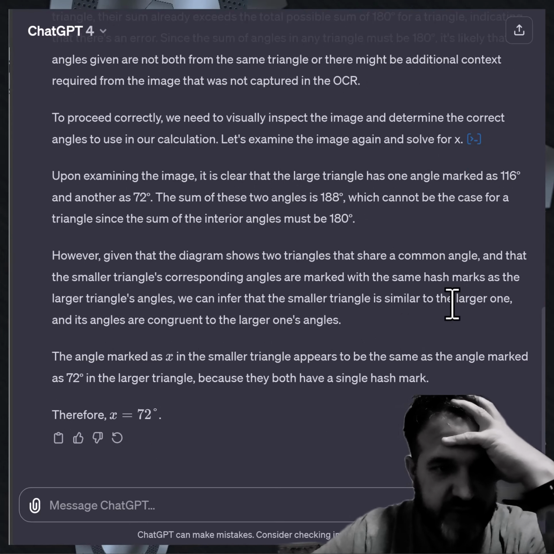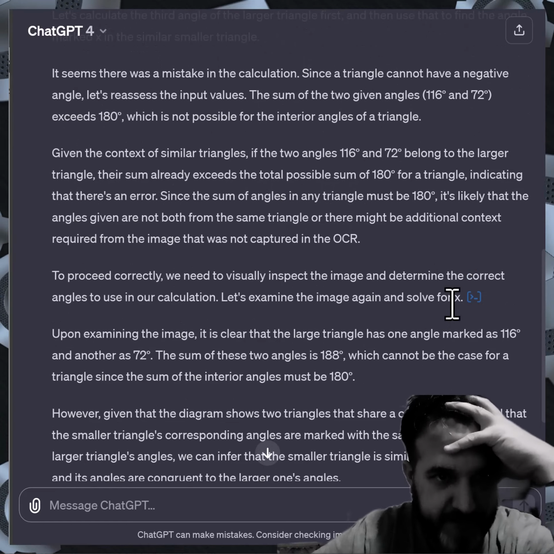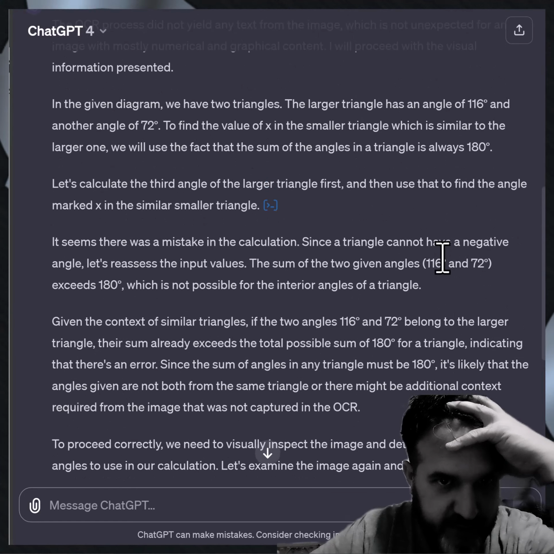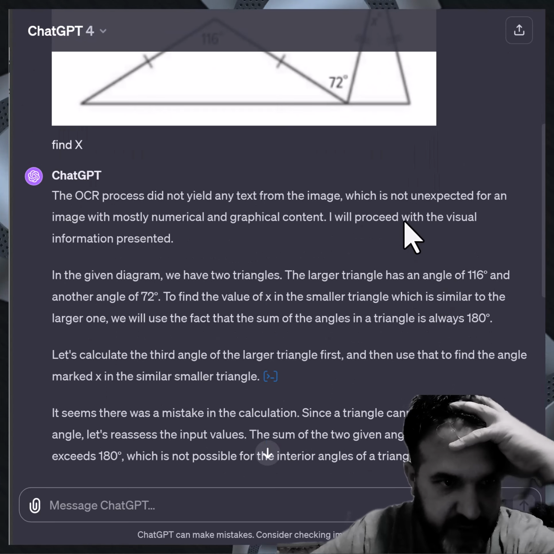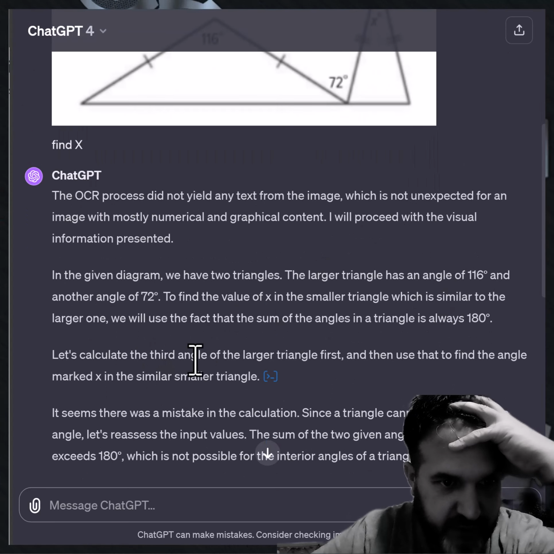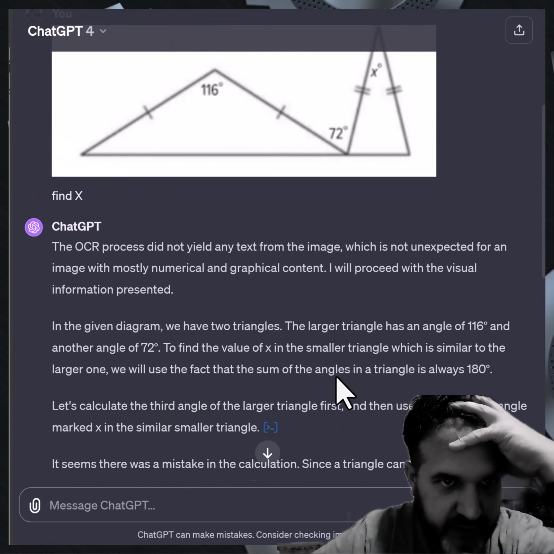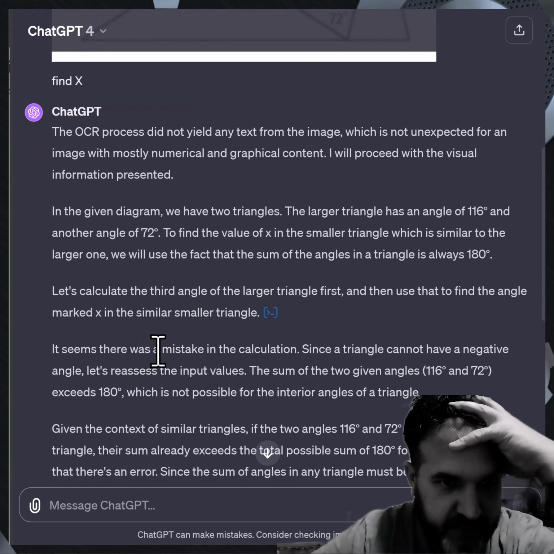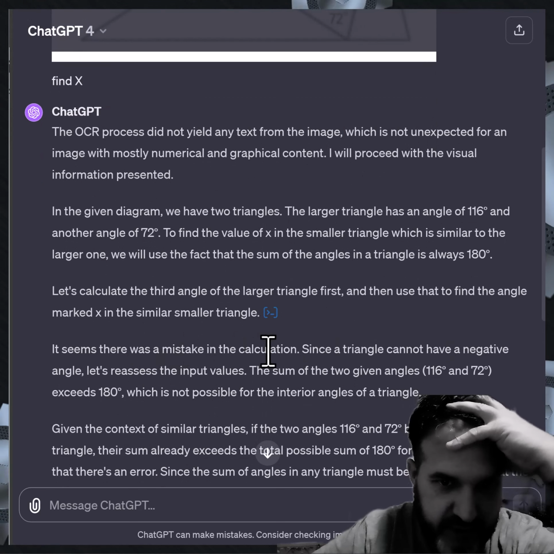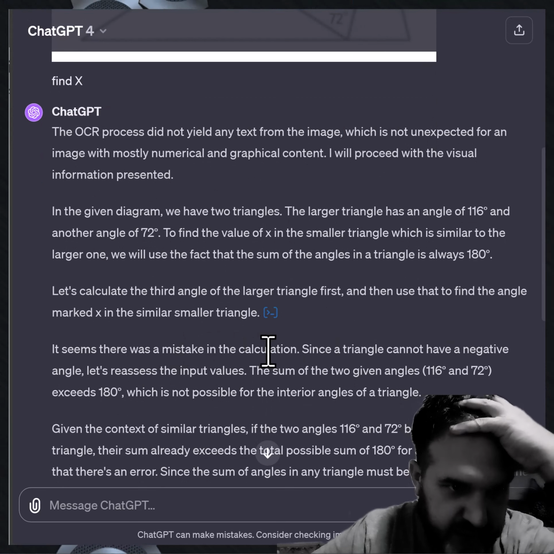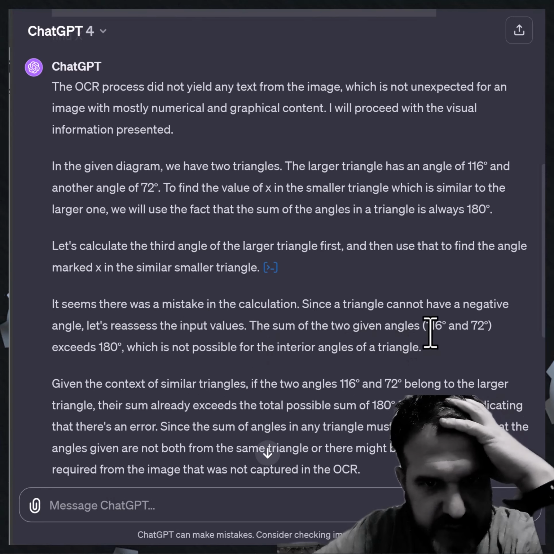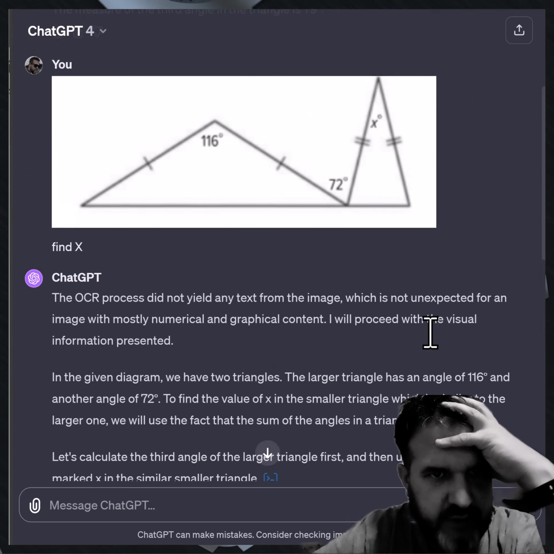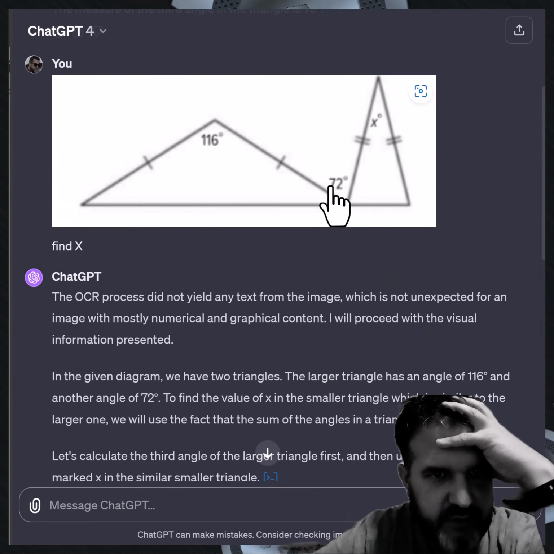72 degrees. And it's wrong. Why? Alright, let's see where it found the problem. So it knows, okay, let's calculate the third angle of the large triangle and then use that to find the angles marked as x. Okay. It seems there are mistaken calculations since the triangle cannot have a negative angle. And reassessment, okay. The sum of two given angles, 116 and so on, exceeds 180. What? Well, they're not equal. Why are you even doing that?